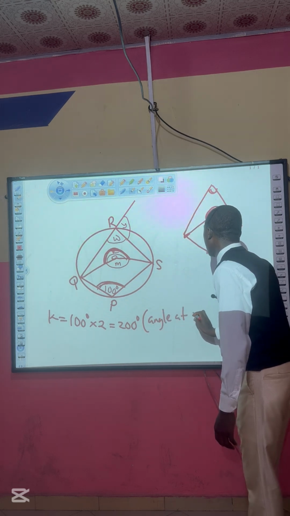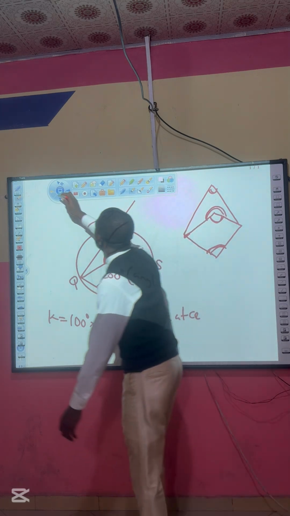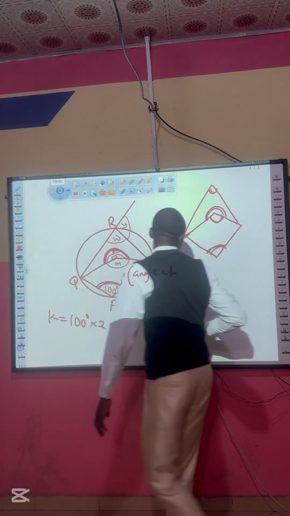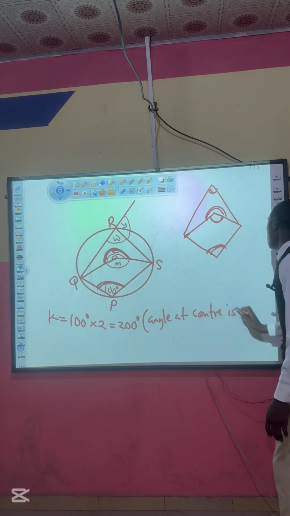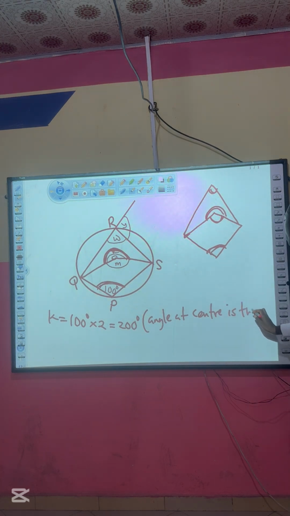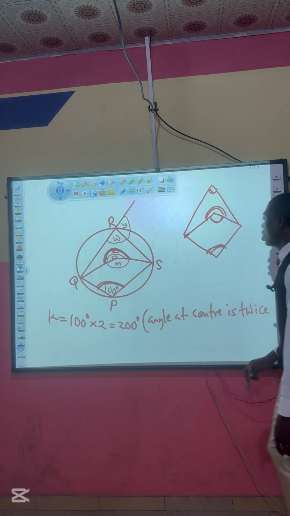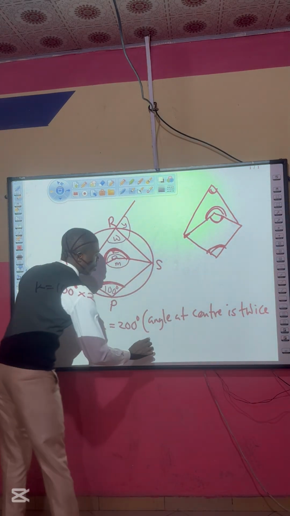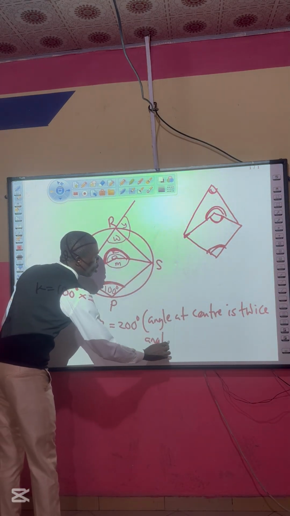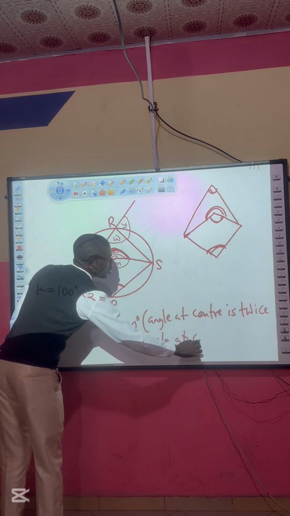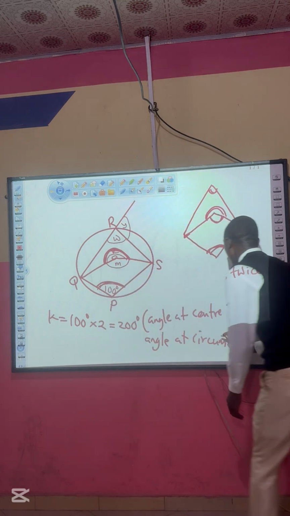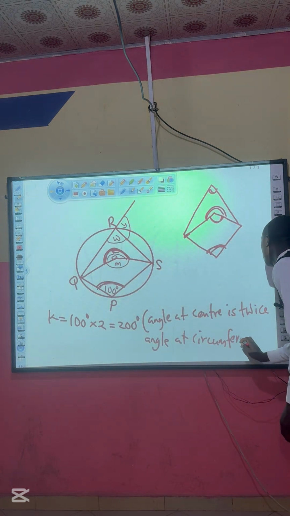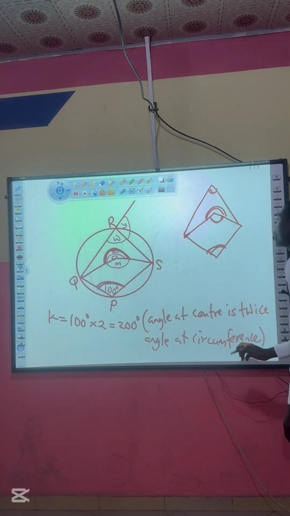Angle at center is twice, twice means 2 times, angle at circumference. So that is the reason for that action.